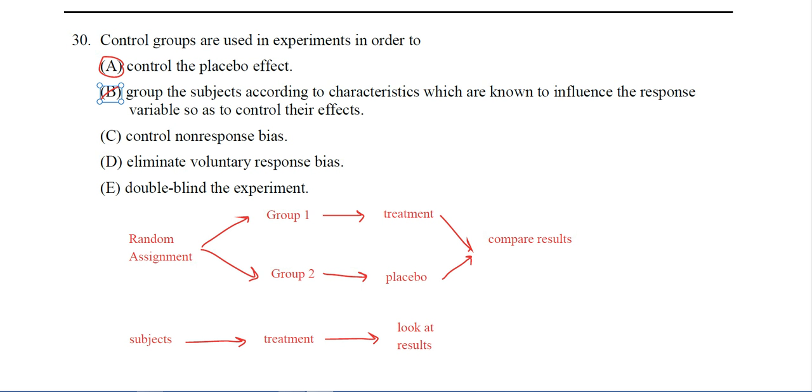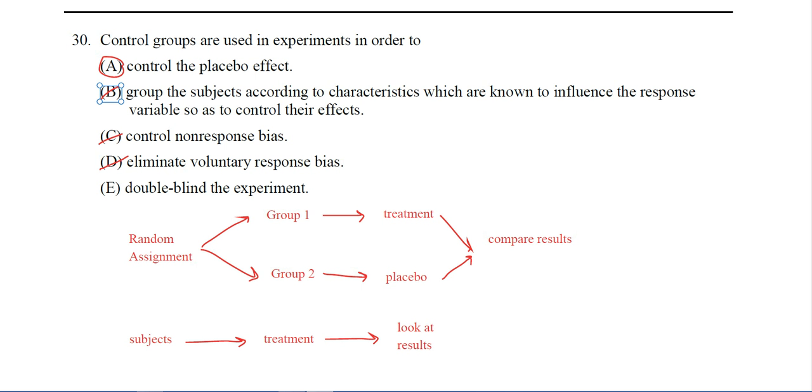Choice C talks about non-response bias. This is not an issue related to experiments. This is an issue related to sampling and surveys. The same can be said for choice D. Eliminate voluntary response bias. This is an issue that doesn't affect experiments. It more so affects samples and surveys.